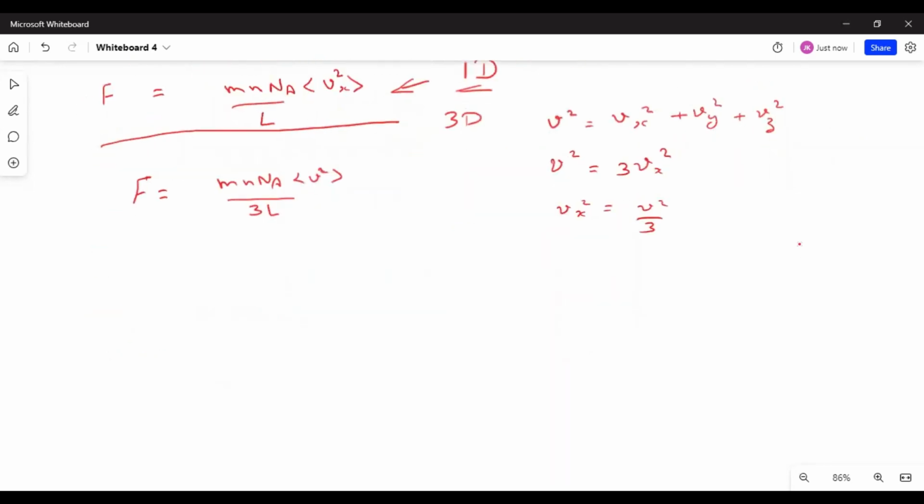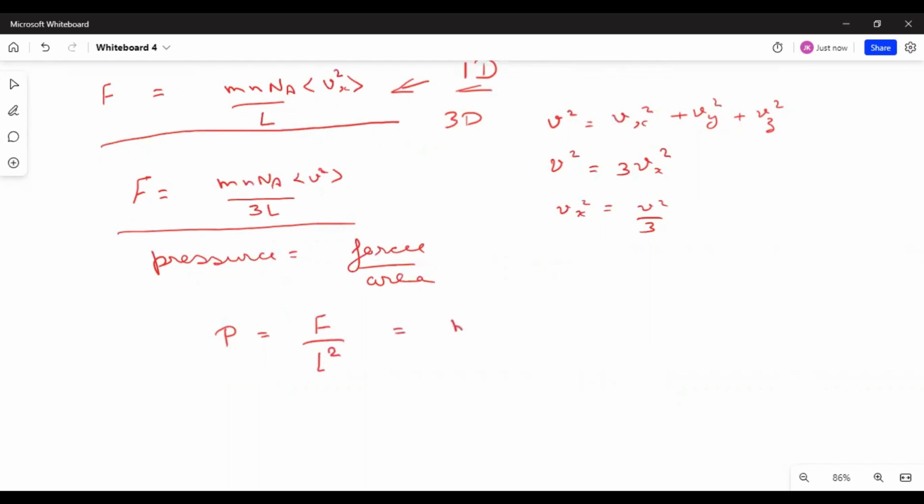Now we have the force. Let's calculate the pressure. We know that pressure is force per unit area. So the pressure that will be exerted will be the force which we calculated, F, over the area, which will be L square, since the length was L. So it will be m n N_A V square by 3 L cube.